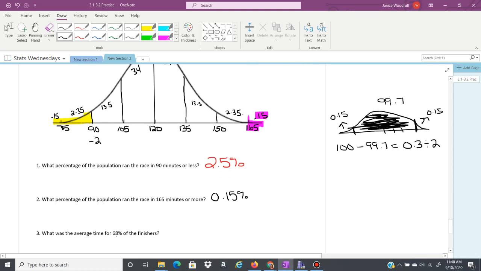What was the average time for 68% of the finishers? What's 68% represent in the empirical rule? That is, yes, 1 standard deviation. 68% is 1 standard deviation, which would be between 105 minutes to 135 minutes.